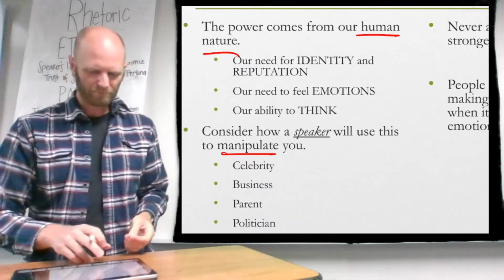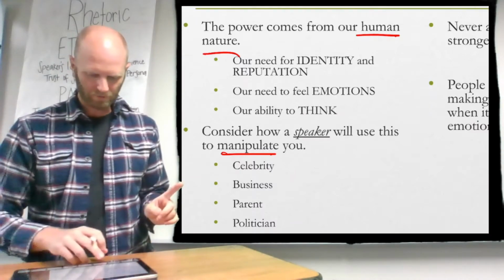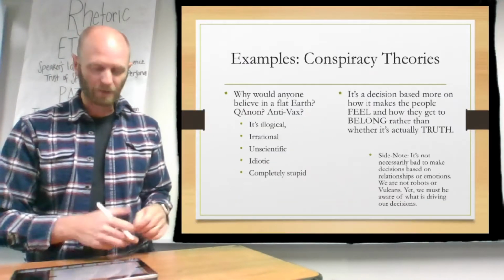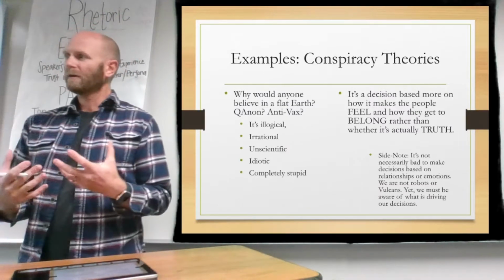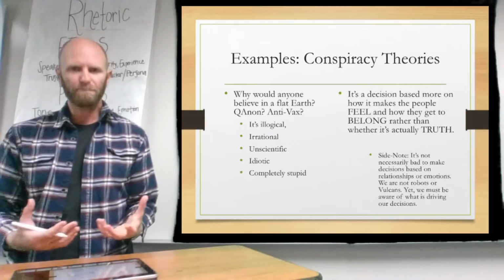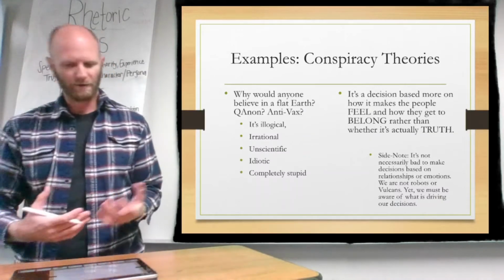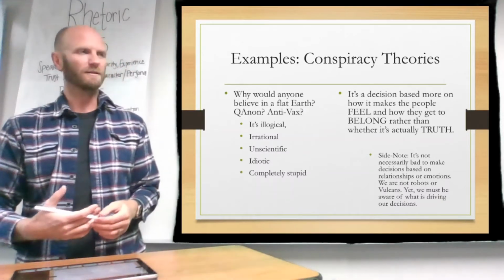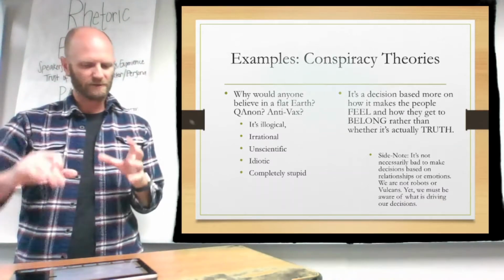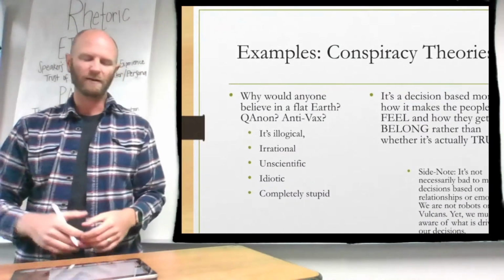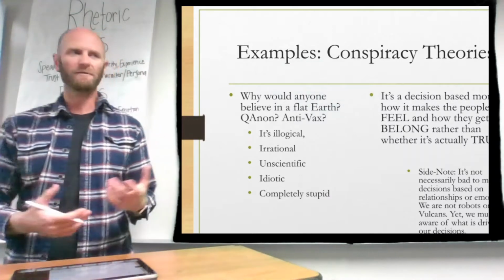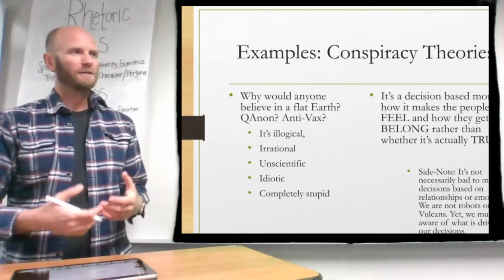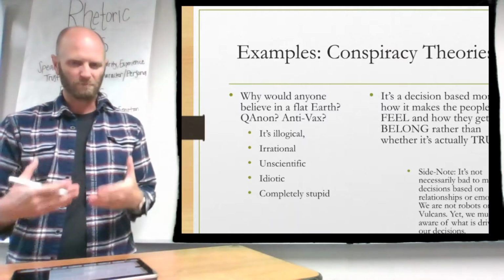This is why we have problems with, this is where I want to get to, problems with conspiracy theories. Human beings are complicated creatures. We are and we are not, sort of paradoxically. So we have all these different things that go on. Why would anyone believe in this flat earth theory or the QAnon theory or the anti-vax theory? It's because we are not solely logical people.